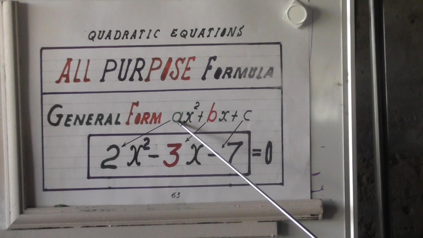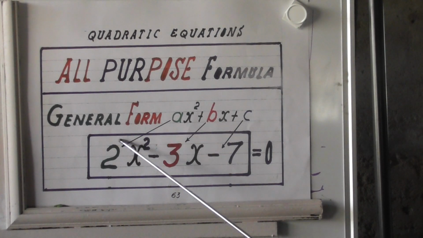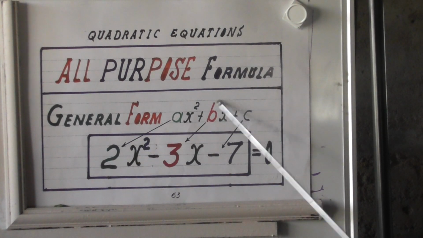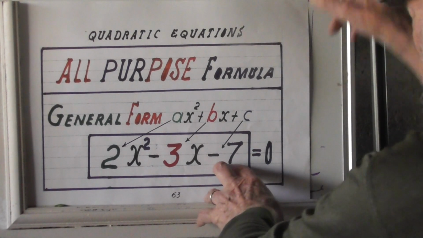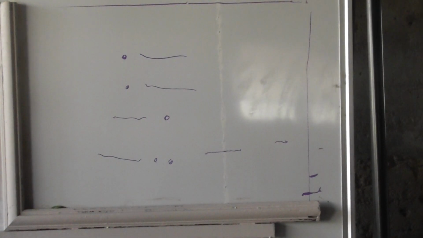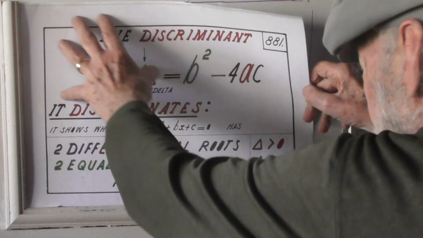General form. We don't know yet. So ABC is not difficult. In this case, the A is now 2. The B is negative 3. And the C is negative 7. Now, if you can't do that now, well, you better go to sleep.